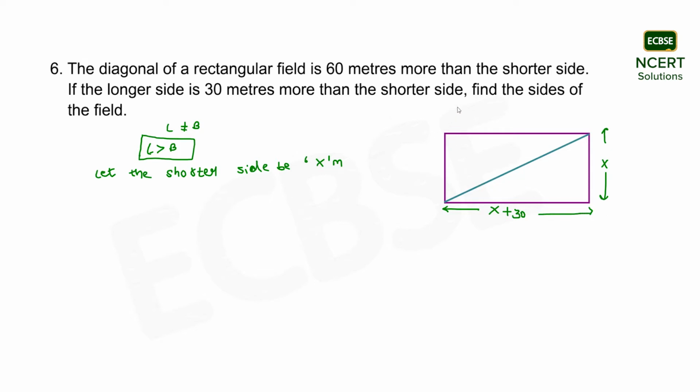Also it's been given that the diagonal is 60 meters more than the shorter side. This is the diagonal and it will be x plus 60, that is 60 meters more than the breadth of this rectangular field. If we observe this part of the rectangular field, this is a right angle triangle because the angle of a rectangle is 90 degrees. So here we can use the hypotenuse theorem of the right angle triangle.